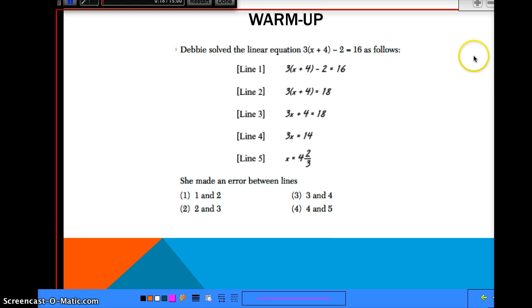You should have picked between lines 2 and 3. The reason why is because in line 2 she had to use the distributive property. Well, that was the property she was attempting to use. 3 times x is 3x, but 3 times 4 would have given her 12. So that's actually where her error was in the algebraic equation.